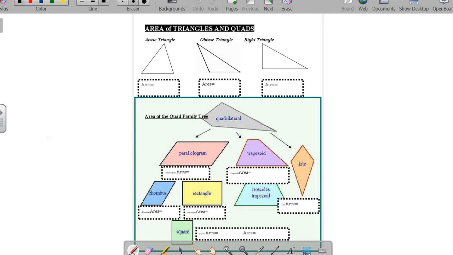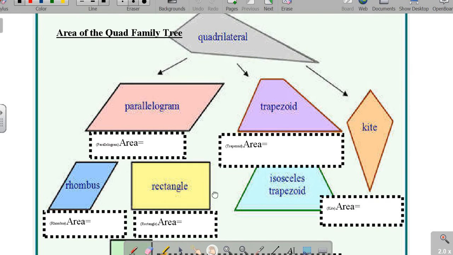Students, this is the reference booklet for lessons 8.1-4. All of the area equations. Some of these you've gotten.